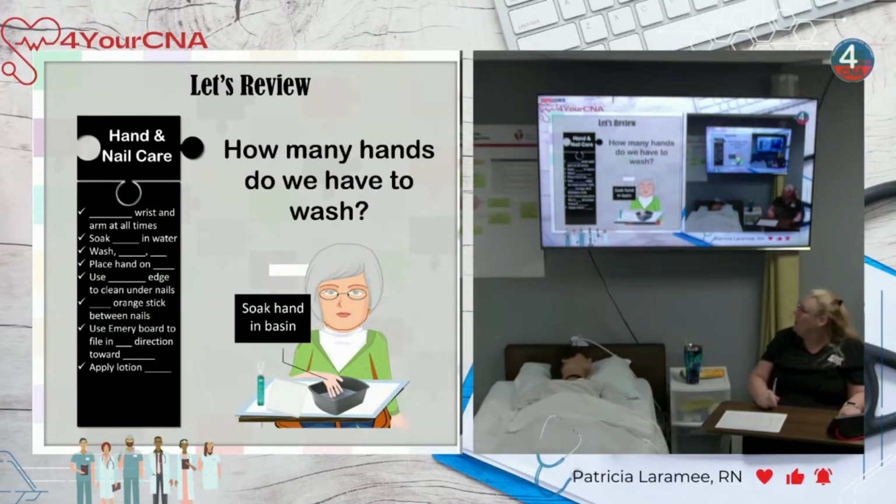We learned how to do hand and nail care as well. For hand and nail care, we soak the hand, we take it out, we wash it. We put it back in to rinse, we take it out to dry. Every time it's out of the basin, it should be on a towel. You're going to clean under the nails, wiping it off in between each nail. We're going to file in one direction toward the center, and then we put lotion on. We'll wipe off the excess lotion. Then clean up. It's a mini-mani.